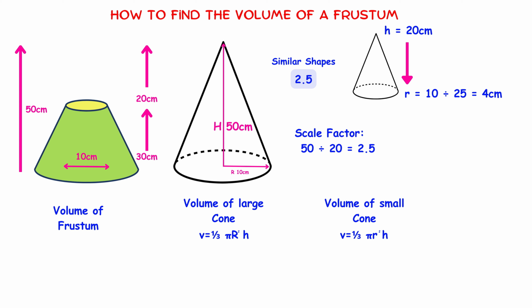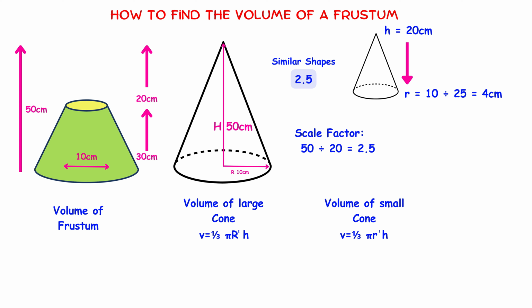We can tell straight away that for the large cone, the height is 50 centimeters and the radius is 10 centimeters because we were given those in our diagram of the frustum. The small cone is a bit trickier though, because we're not directly given its radius or its height in our diagram. We can work out the height fairly easily though, because it's just this distance here, which must be the difference between 30 centimeters and 50 centimeters. So it must be 20 centimeters.